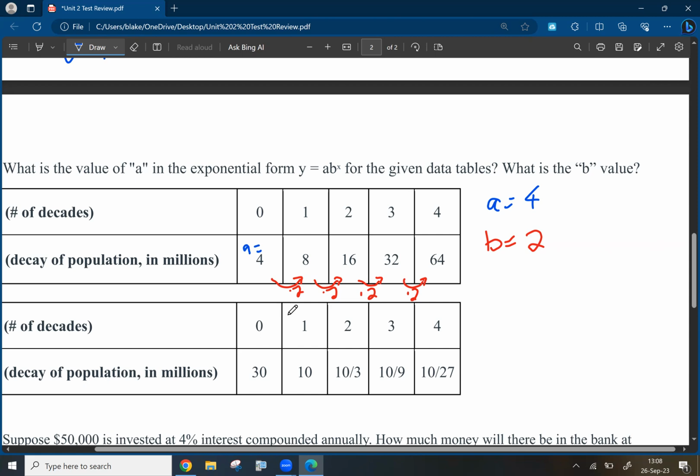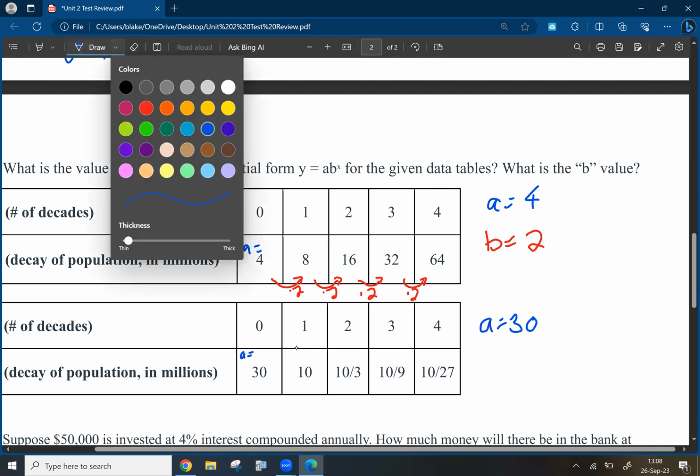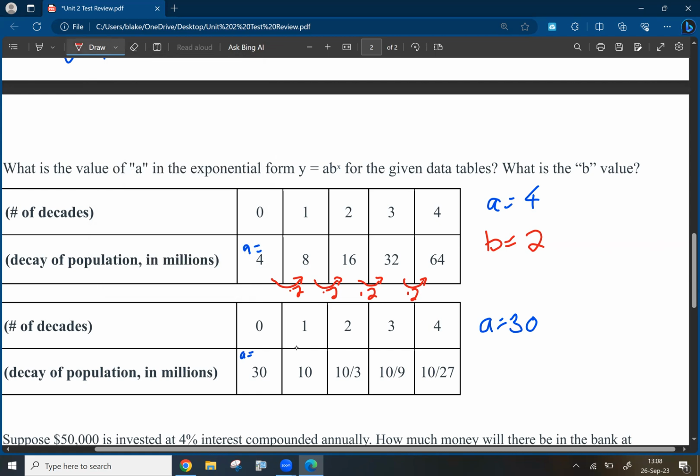And then we'll do it again for the second table. So the A value is our starting amount, which is again the 30 in this case. So A is 30. And then our B value, let's look at it. So we're going from 30 to 10, 10 to 10 thirds, to 10 ninths, to 10 27ths. We're multiplying by a third every time. You can think it's dividing by 3. You're not wrong. But as far as the B value goes, it's 1/3. So keep that in mind.